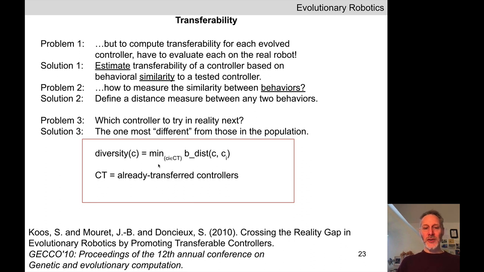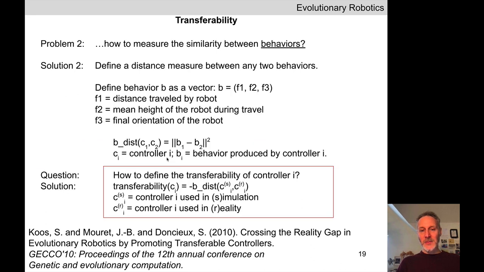Okay, so we're trying to determine how different C is, one of the 12 controllers in the population. So we're going to compare it against all the other controllers that we've sent to reality so far. And we're going to set the diversity of C to be the minimum behavioral distance of C from all those we've transferred to reality. And we're going to call this diversity.